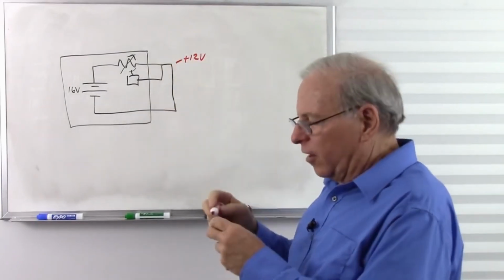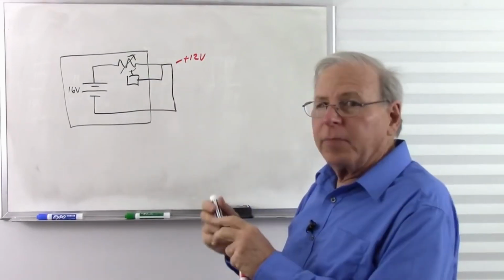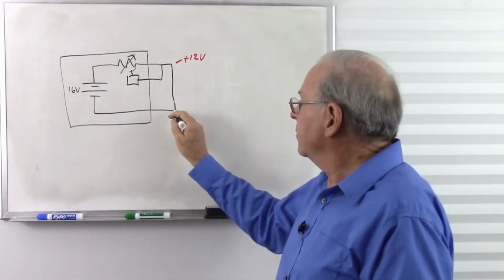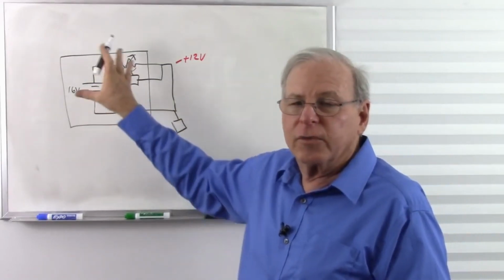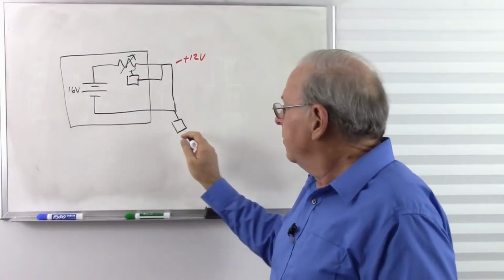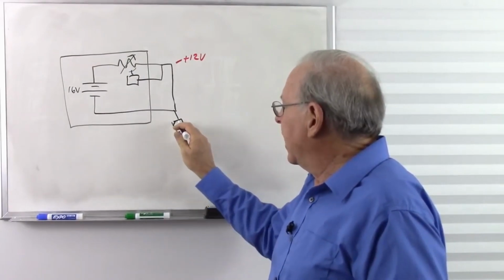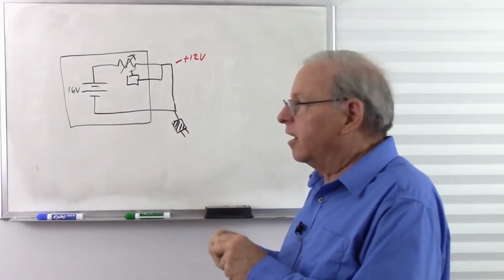Okay, now we've shorted this out. Now where do we put our black lead? We always put our black lead at the negative side of the load. So there's our black lead. Is it the lowest voltage in the circuit? Well, if we look at the real circuit, it's not the lowest voltage, but that's where we're going to put the black lead, the negative side of the load.